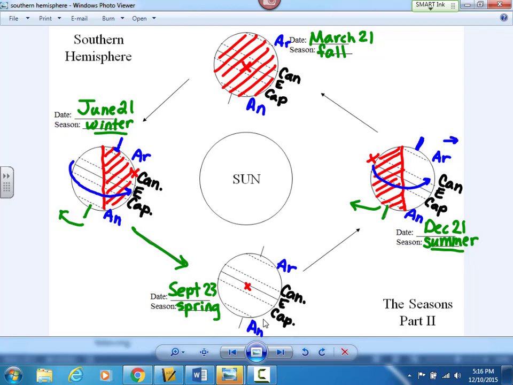Okay, back to the list. Label the aphelion and the perihelion. We did that on the previous picture. Aphelion is on July 3rd. Perihelion is on January 2nd.